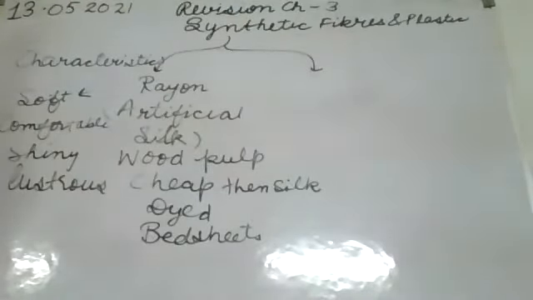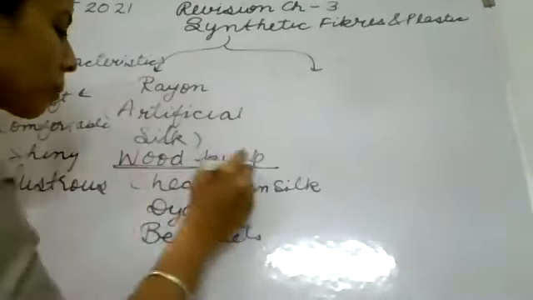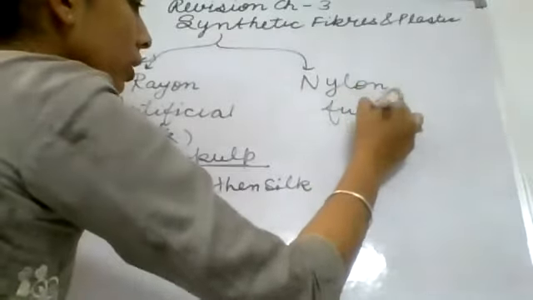Clear? So next is nylon. The next synthetic fiber is nylon. That is a totally, or completely, synthetic fiber. Here we get some part from wood pulp, then we make or synthesize it in factories or industries. But nylon is fully synthetic. Clear?